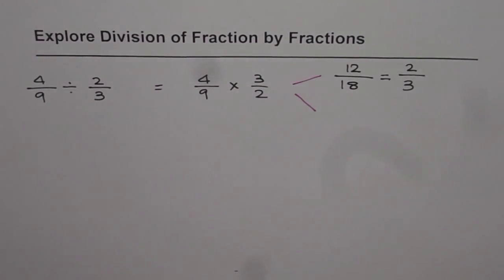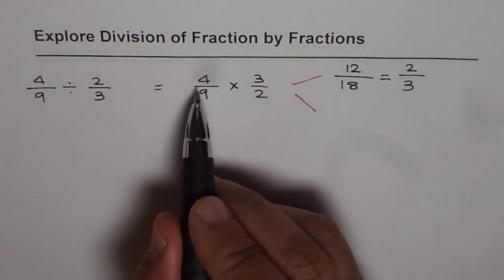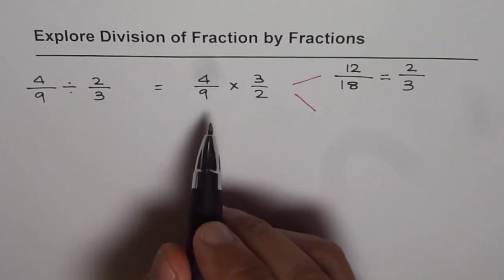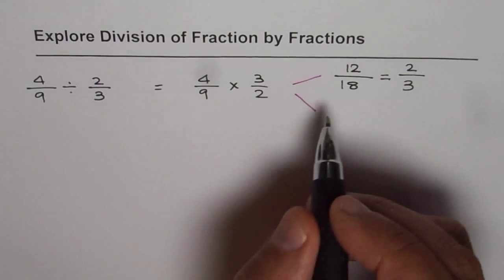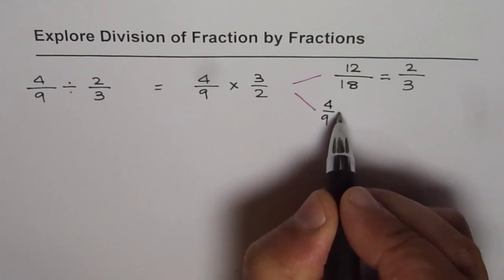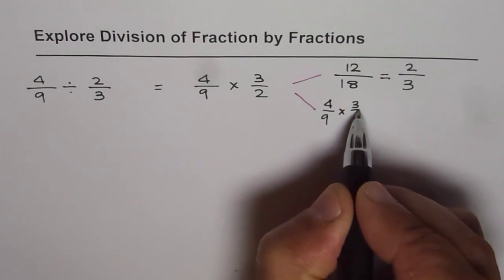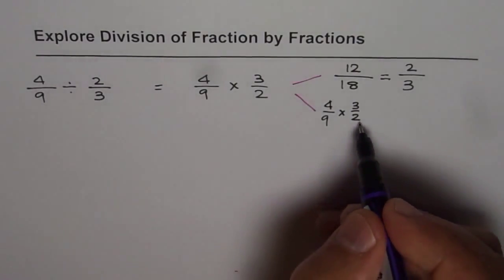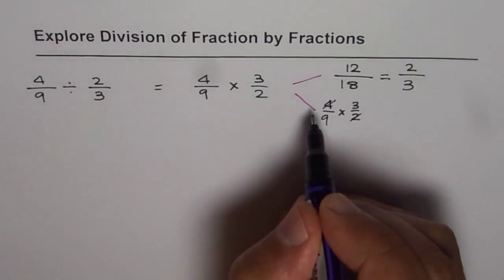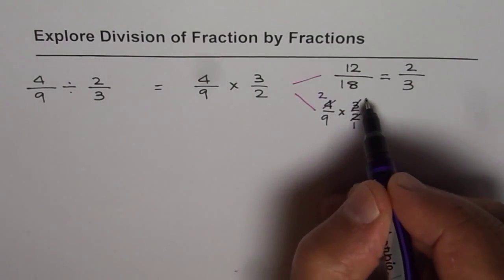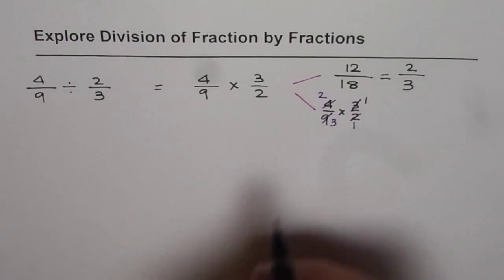The other way is to first simplify and then multiply. That is to say, what we can do at this stage is we have 4 over 9 times 3 over 2. We can actually simplify. We know 4 can be divided by 2, and 2 also can be divided by 2. 2 times 2 is 4, 2 times 1 is 2. 3 times 1 is 3, 3 times 3 is 9.